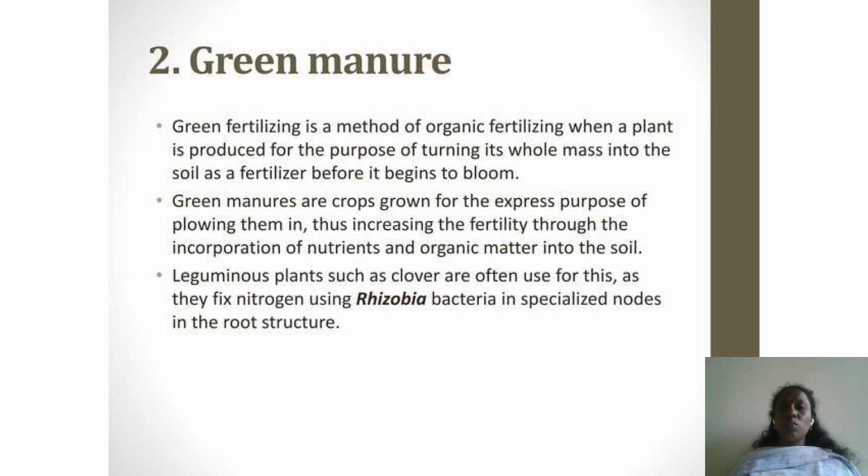The purpose of turning the whole mass into the soil like a fertilizer is that it reduces movement. So green manures are crops grown for the express purpose of plowing in. They use rhizobium, soil rhizobiums, to fix the nitrogen source in the soil. So they are mainly using rhizobiums, soil-friendly organisms, which help to fix the nitrogen in the soil.